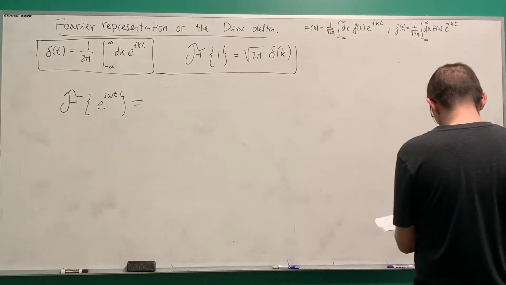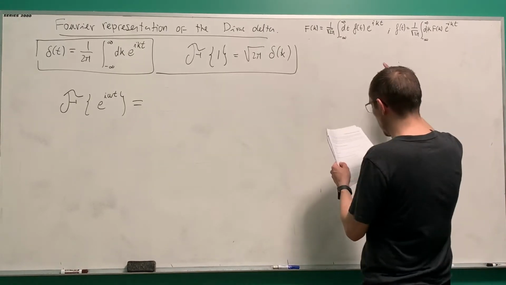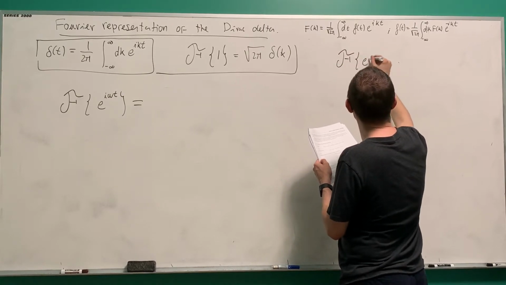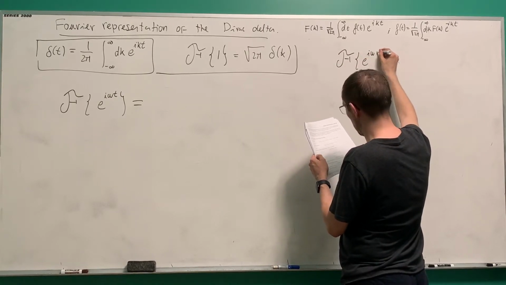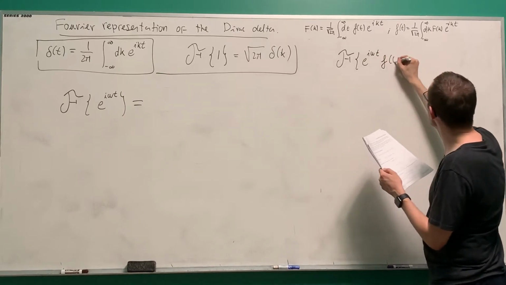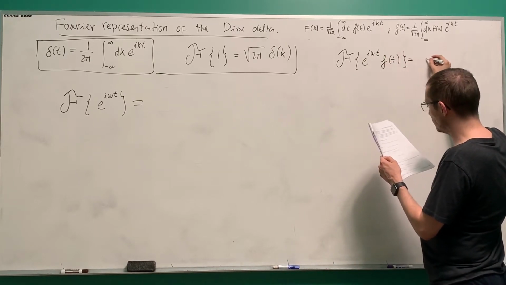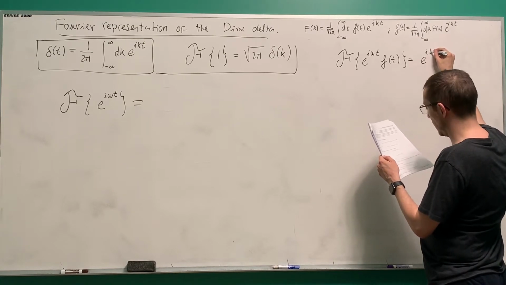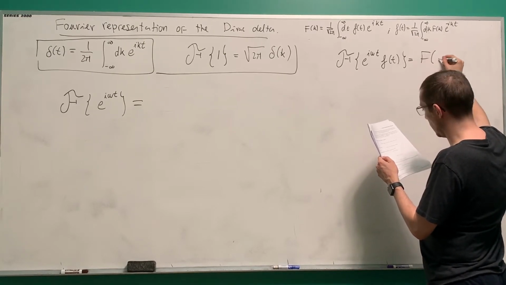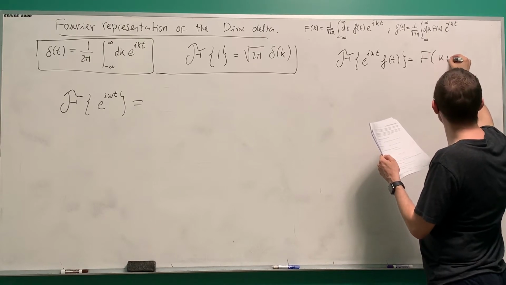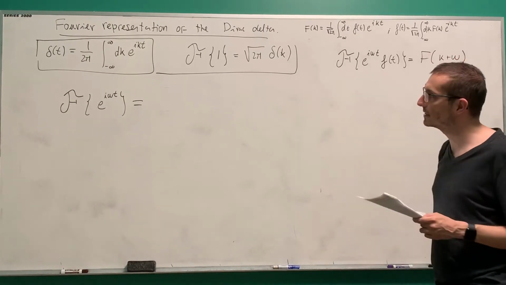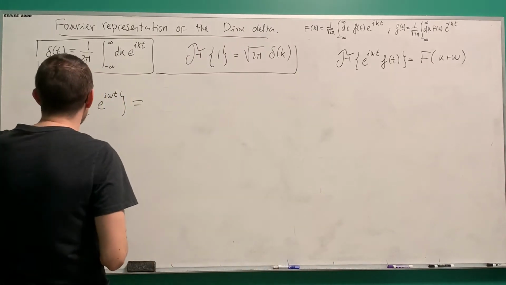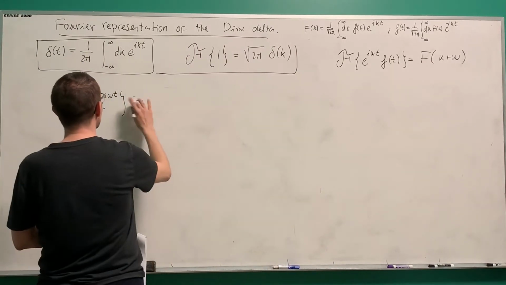If you remember that property, let me just write that property here. It told me that the Fourier transform of e to the I omega t f of t is equal to e to the I f of k plus omega. That's the shifting property.